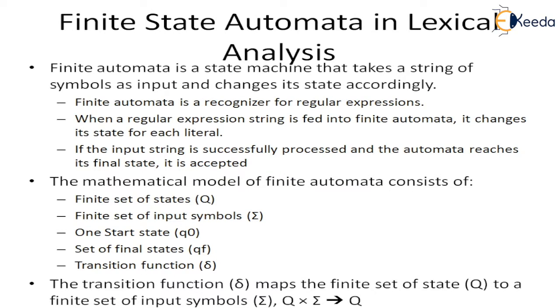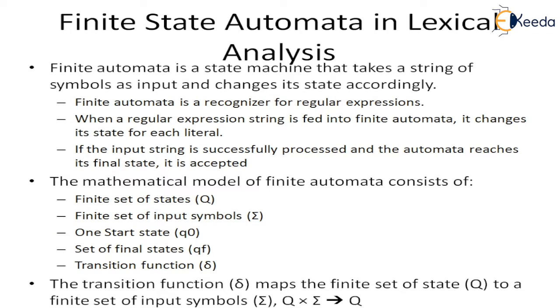So how do we use finite state automata in lexical analysis? What is the function of finite automata? A finite automaton is a state machine that takes a string of symbols as input and changes its state accordingly. The finite automaton is a recognizer for regular expressions. When a regular expression string is fed into the finite automaton, it changes its state for each literal. If the input string is successfully processed, the automaton reaches the final state and the string is accepted. So in this way, the finite automaton works.